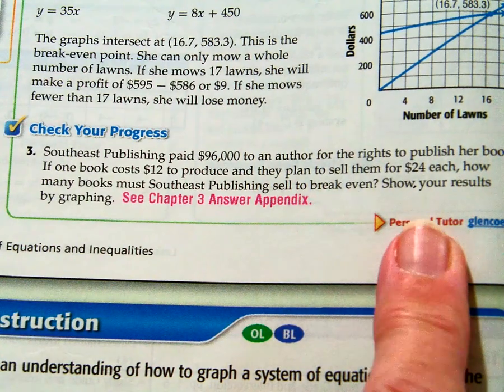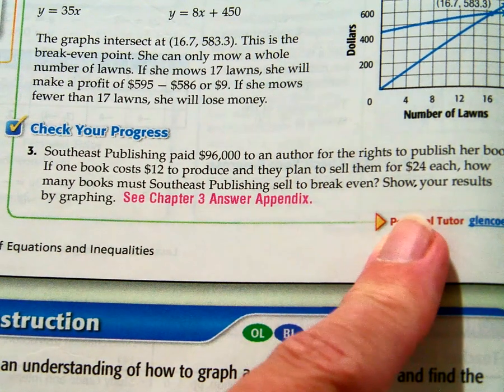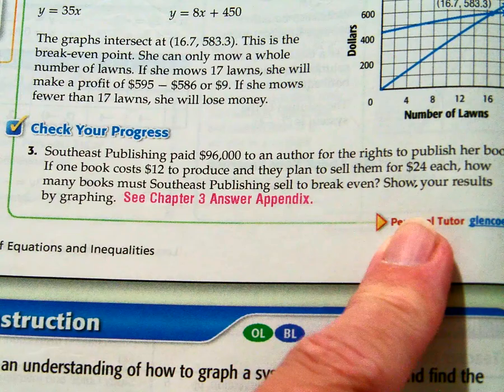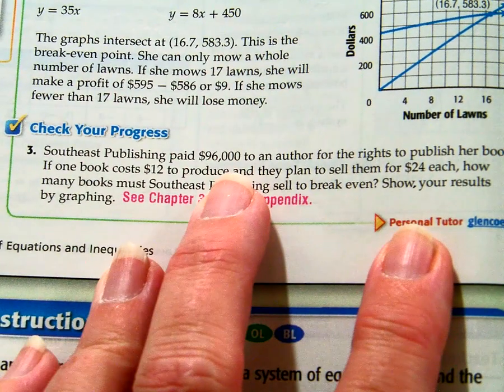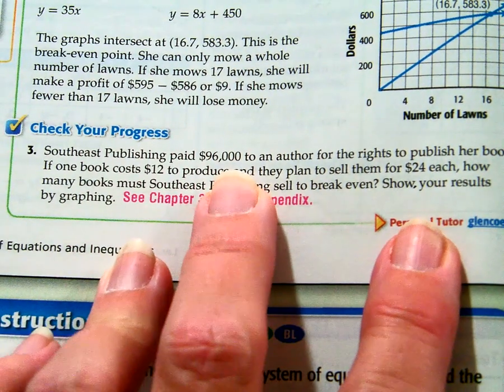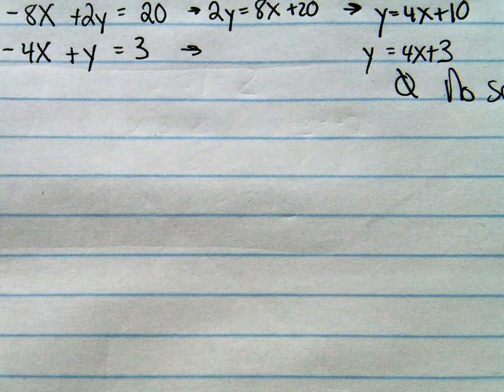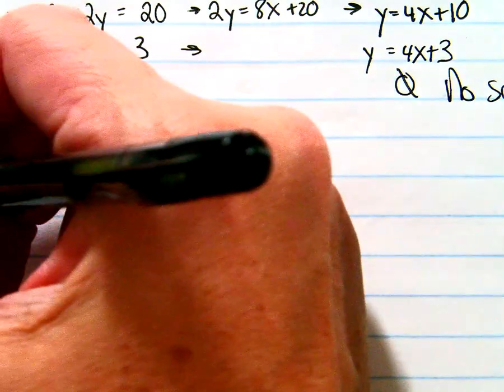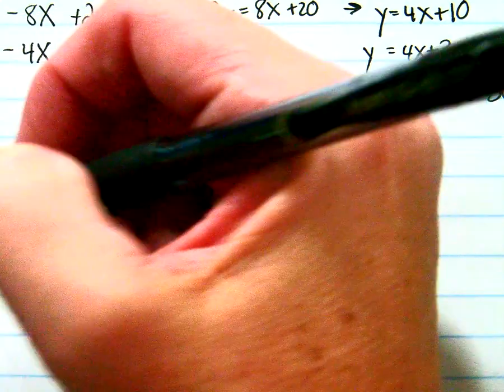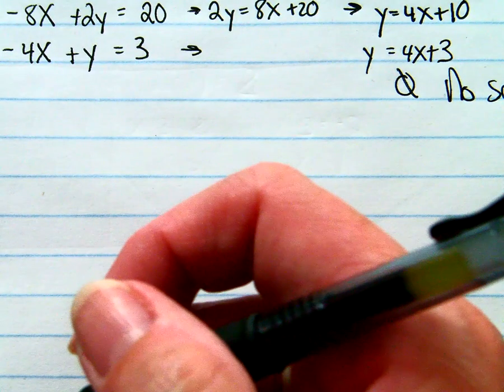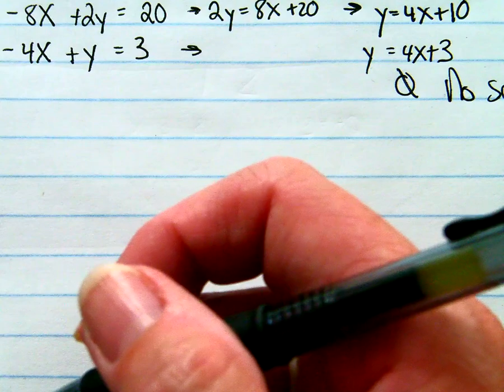The $96,000 is an expenditure, isn't it? That's what they're going to spend. The $12, that's another expenditure. That's what they're going to spend, but the $24 is an income. So write that down on your paper with me. Our income here is going to be $24 for every book that they sell, right?